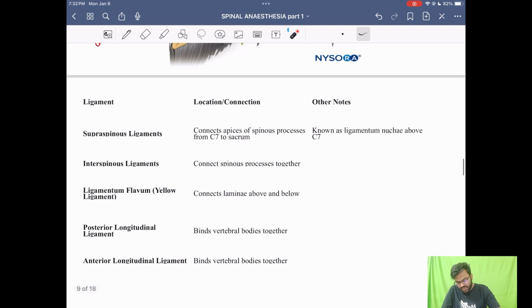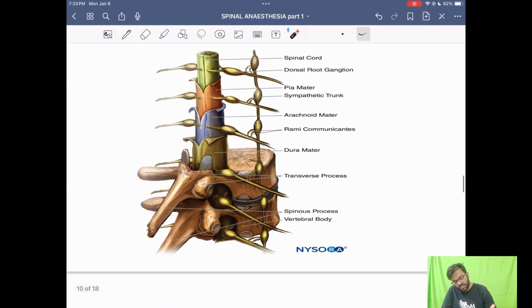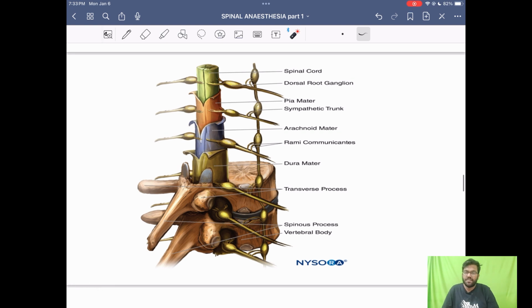So this diagram has just summarized what I have said: the supraspinous ligament, the interspinous ligament, the ligamentum flavum, the posterior longitudinal ligament, and the anterior longitudinal ligament. This diagram is specifically to show you the layers of the membranes which you have to pierce while you are injecting the spinal anesthesia.